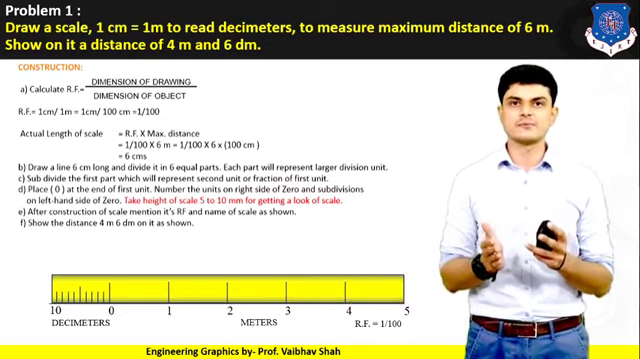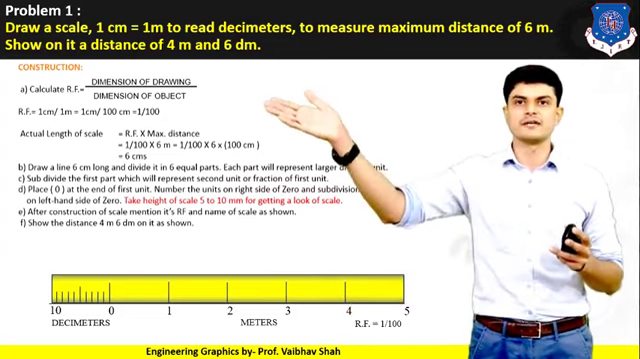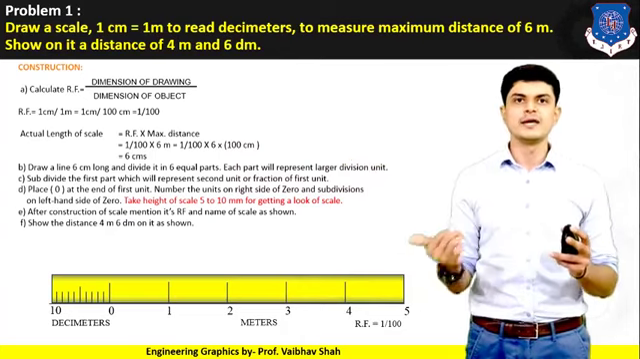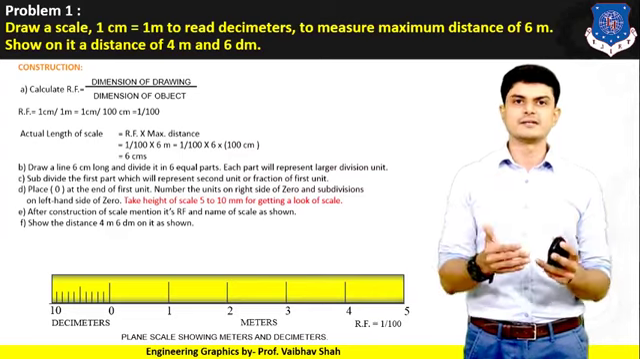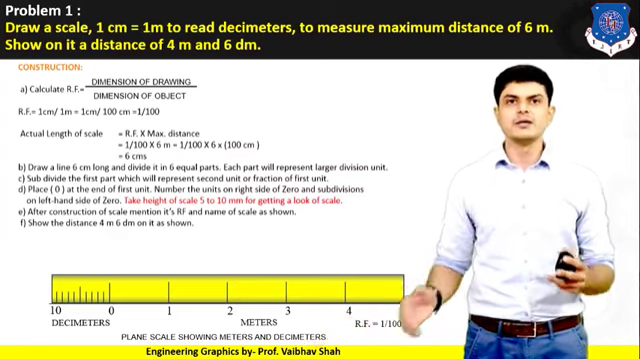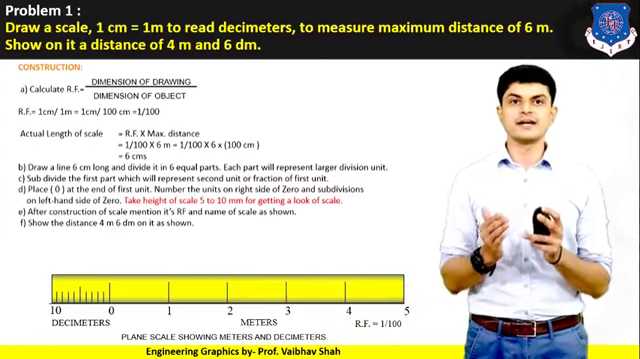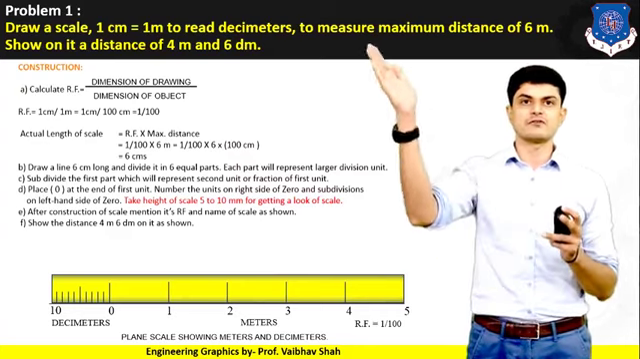RF is nothing but what we have found out here, 1/100. So you need to put that RF value in here, and after that you need to specify the scale measures of meters and decimeters at the bottom. Now we have completed the first part of our example, like our first sentence.